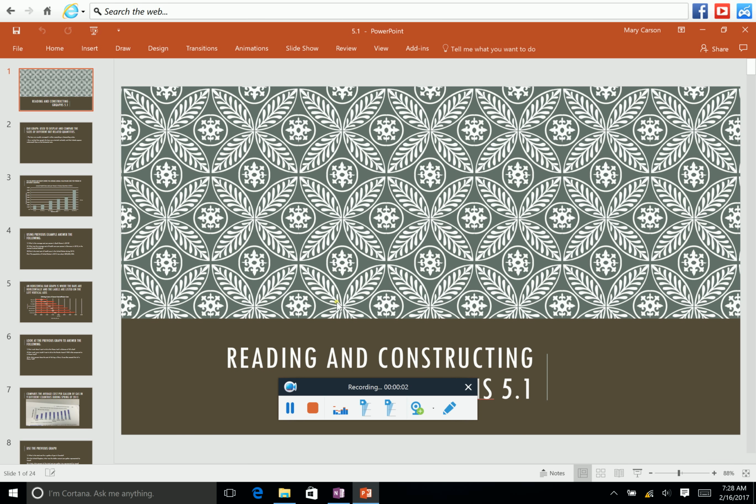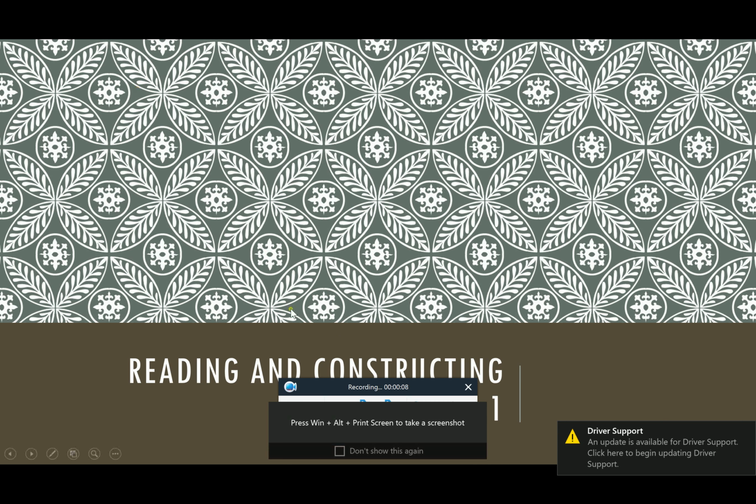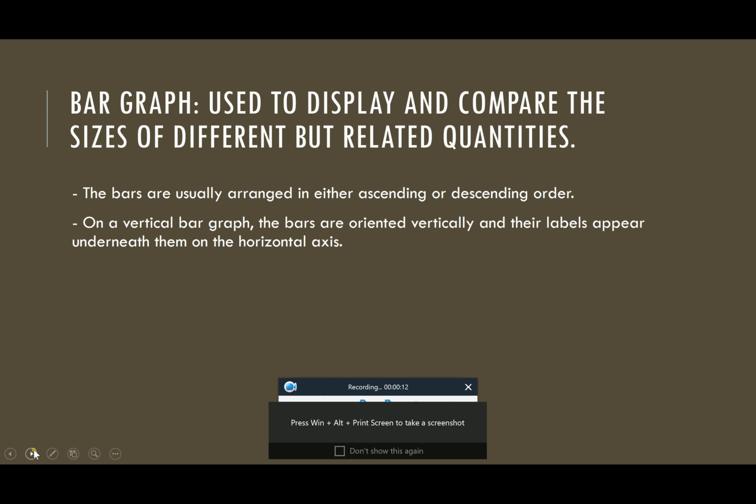All right, so I want to start by going over 5.1. So let's take a look at that. A bar graph is used to display and compare sizes of different but related quantities.